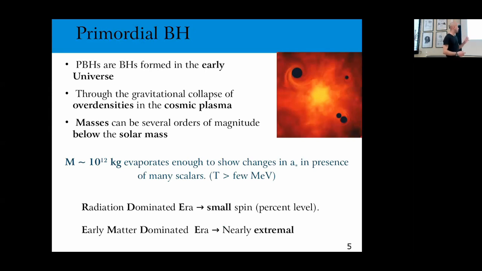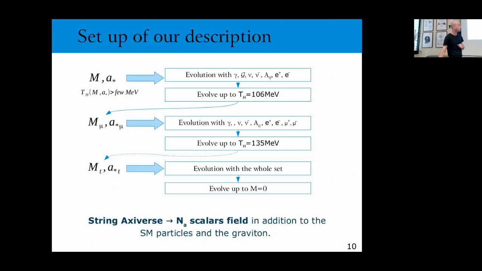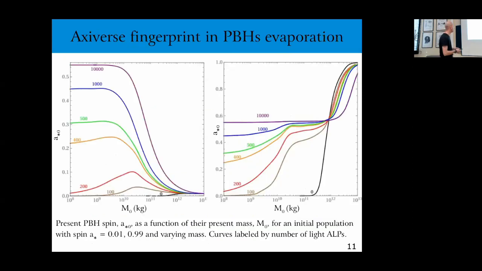I'm not just focusing on the axion. I'm sorry if I didn't stress it out. I'm considering all the standard model particles plus the graviton plus a certain number of axions. And I'm evolving the black hole up to a point at which the temperature is tested at CERN, and we know that the standard model of particle physics is valid. I'm sorry if I was not clear in the first exposition.